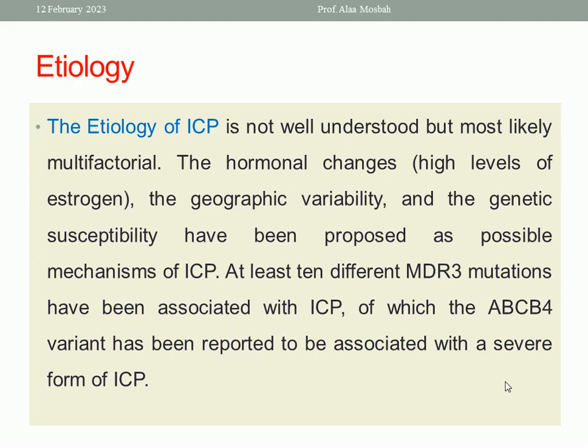Genetic susceptibility has been proposed as a possible mechanism of intrahepatic cholestasis. At least 10 different MDR3 mutations have been associated with intrahepatic cholestasis, of which the ABCB4 variant has been reported to be associated with a severe form of intrahepatic cholestasis in pregnancy. Okay?